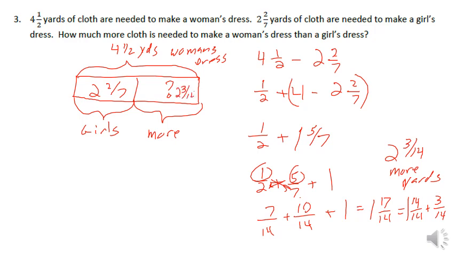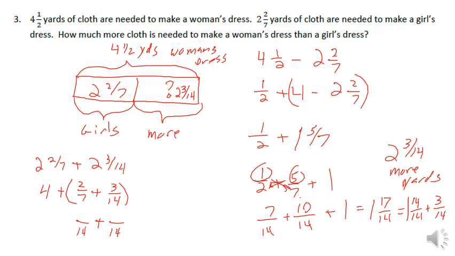So I'm going to come over here and put that in here, 2 3/14. Now, in order to double check this to make sure it's right, I should be able to add how much the girl's dress is and what the extra amount of material is to get the 4.5 yards. So let's try that. We have 2 2/7 plus 2 3/14. When I add the whole numbers, I'm going to get 4 plus 2/7 plus 3/14. I'm going to add the fractions, and I can tell I'm going to have a common denominator of 14, because 2 times 7 is 14, so 2 times 2 is 4. And my other one's already in 14ths.